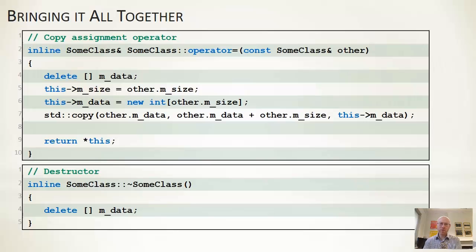Now you could have done other things in here. You could have checked to see if the two data size arrays were the same. If they were the same, then you wouldn't need to delete it to create a new one. So there are ways you could potentially optimize this. Line 7, we do a copy. And line 9, because this is an assignment operator, it supports forward chaining, we return a pointer to ourselves. So we can chain it then, A is equal to B is equal to C.